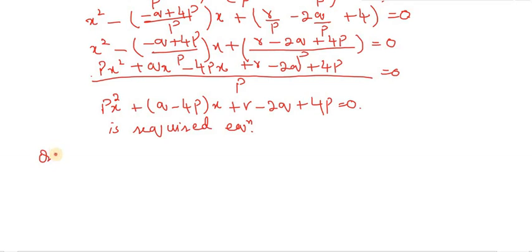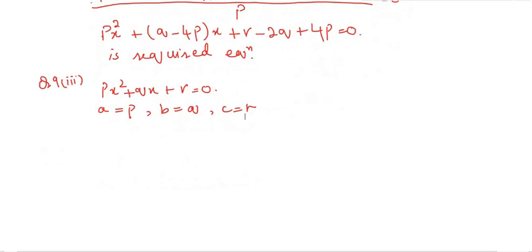The third part of question number 9. We find the equation having roots 1 over alpha and 1 over beta. So the given equation is p x square plus q x plus r equal to 0. a is equal to p, b is equal to q and c is equal to r. Sum of the roots is equal to minus b upon a, which is equal to minus q upon p, and the product of the roots is equal to constant upon a, which is equal to r upon p.